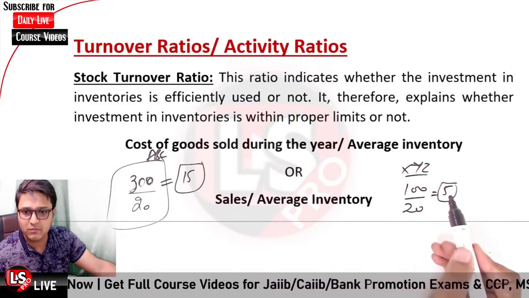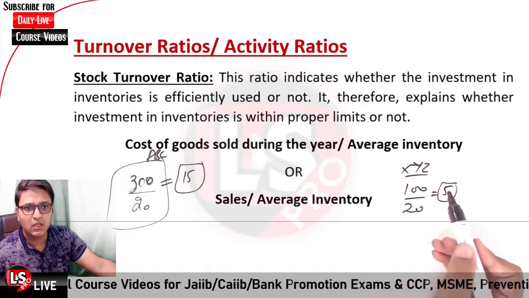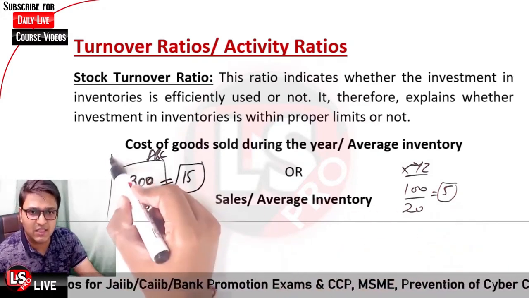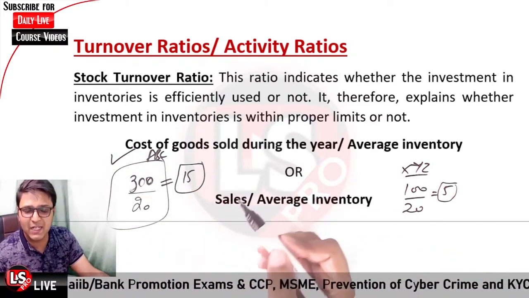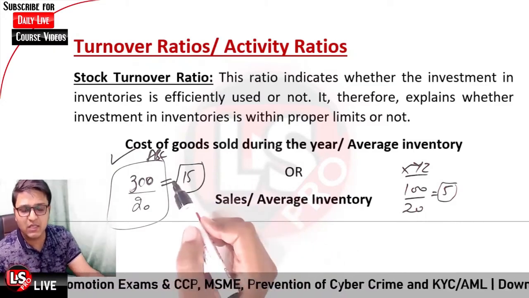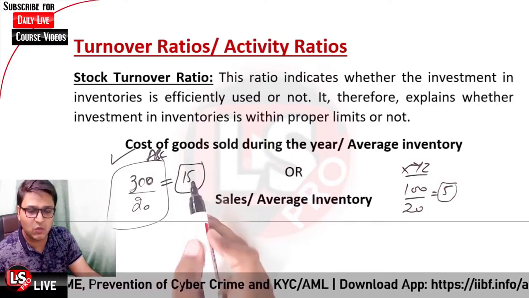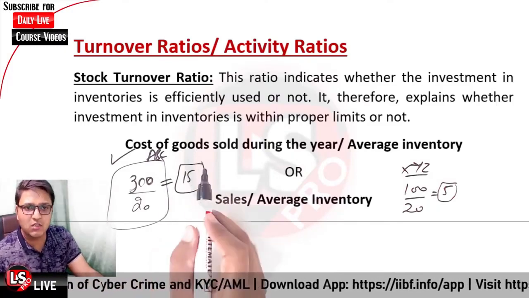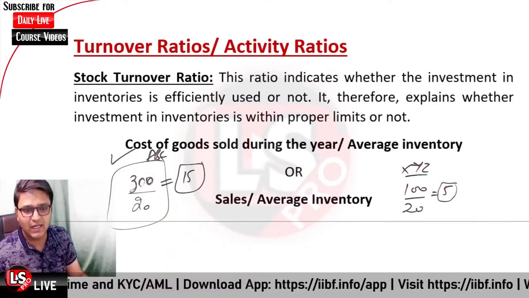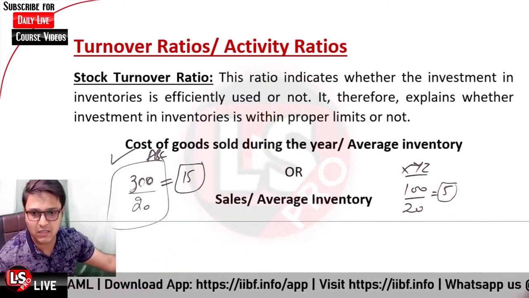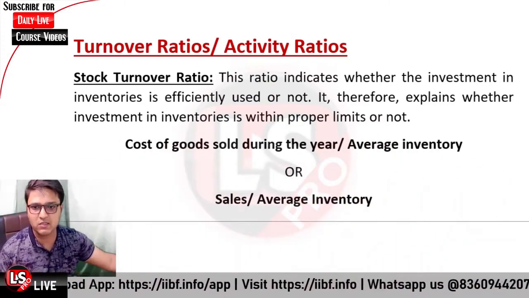Now which one is better? Firm ABC is the better one, because the firm is able to replace its stock 15 times. Okay, so the higher the stock turnover ratio, the better it is.